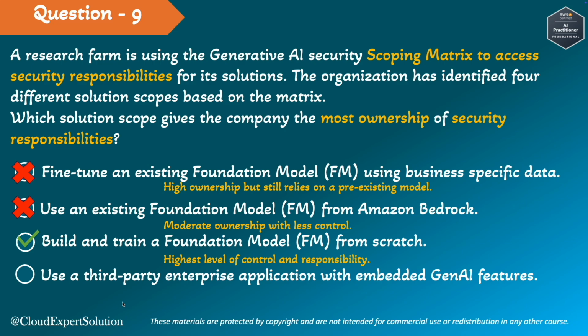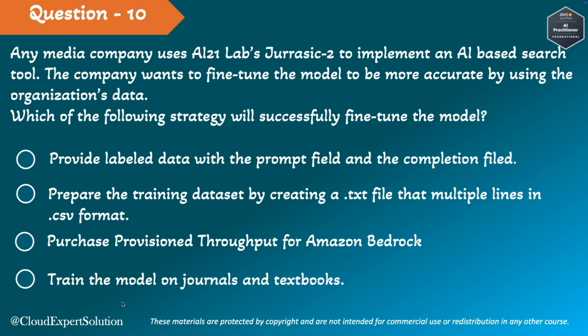The last option is saying use a third-party enterprise application with embedded GenAI feature like Amazon Q Developer or Einstein GPT. In this option, you will have lowest ownership as security is managed by the third-party provider. Hence, this is also not a correct option for us. That leads us to build and train a foundation model from scratch as the correct option for question number 9. Navigating to question number 10.